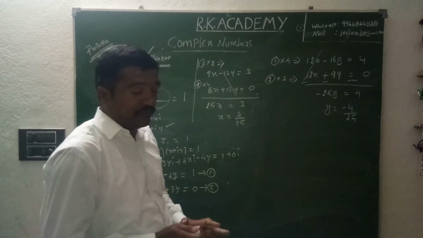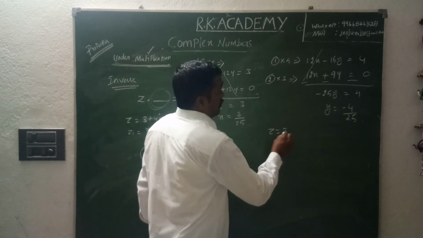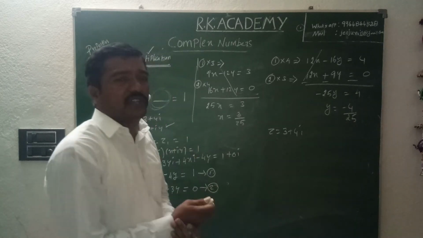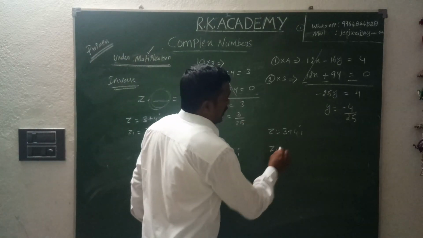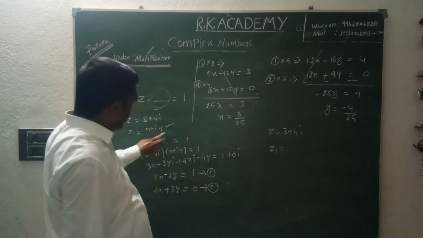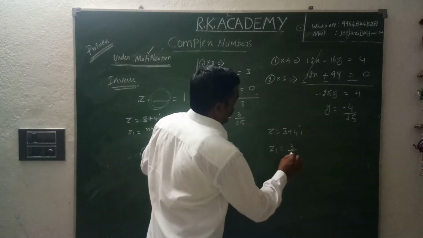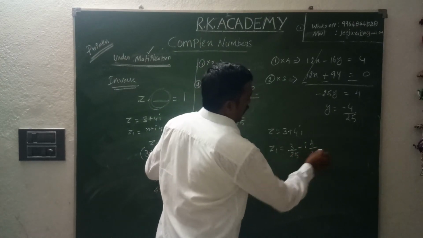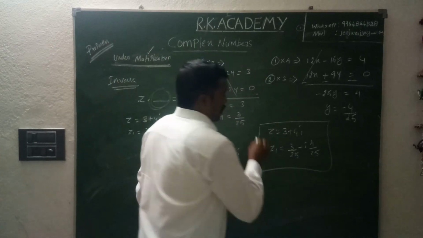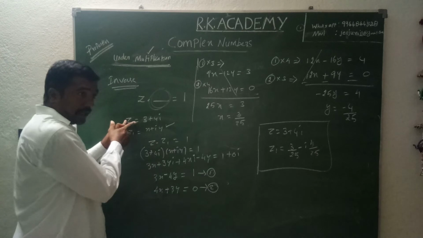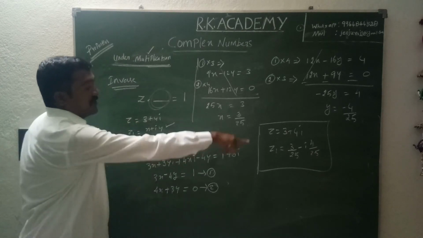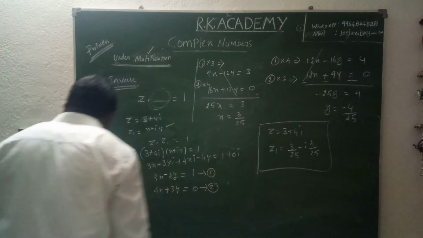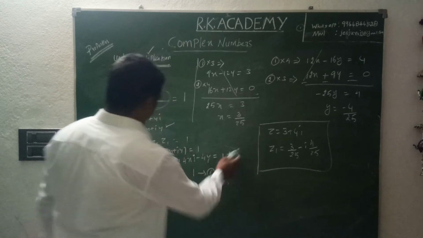So if z is equal to 3 plus 4i is a complex number, the inverse of the complex number is z1 equal to 3 by 25 minus i into 4 by 25. So what is the inverse in general? It's a formula. Listen carefully, it's very important.